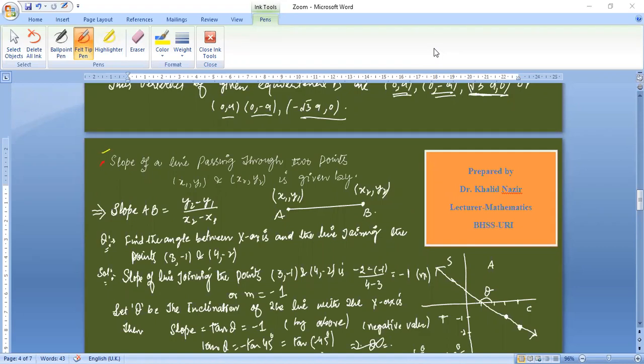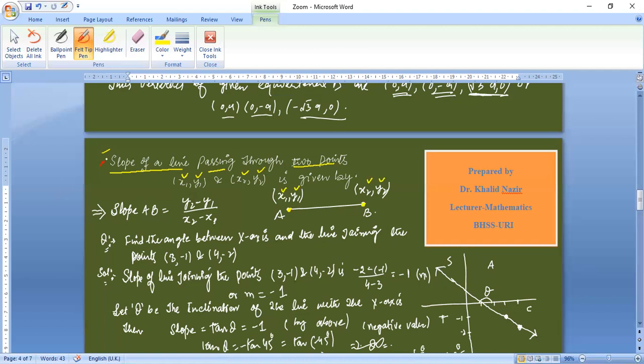In fact, we continue the first exercise of straight lines. Let's start from the concept of the slope of a line passing through 2 given points, that is (x1, y1) and (x2, y2). It means that we have a straight line on which two fixed points are given, (x1, y1) and (x2, y2), right?